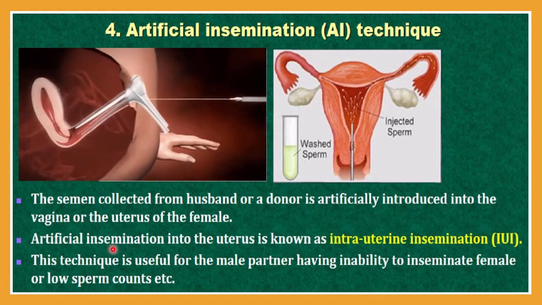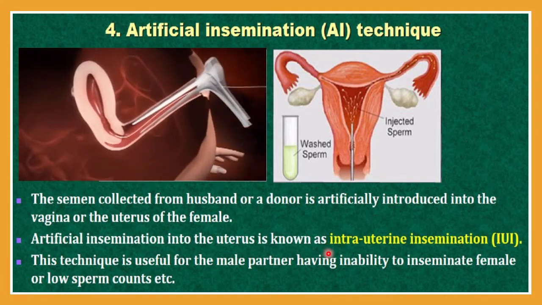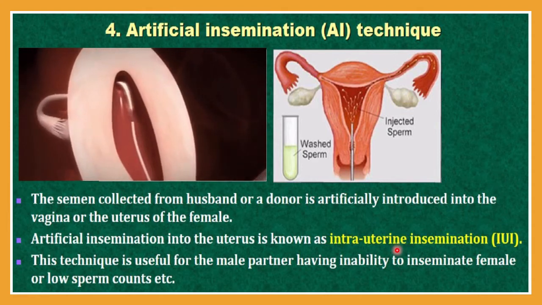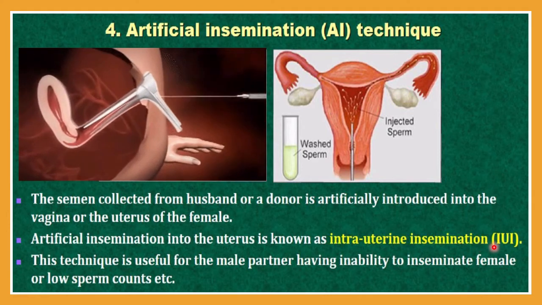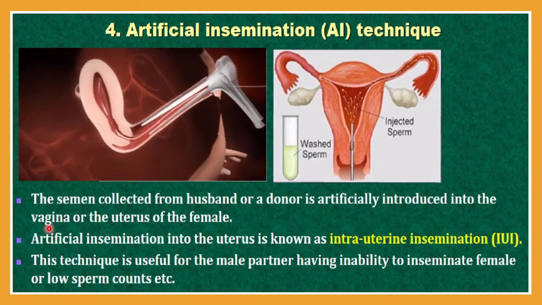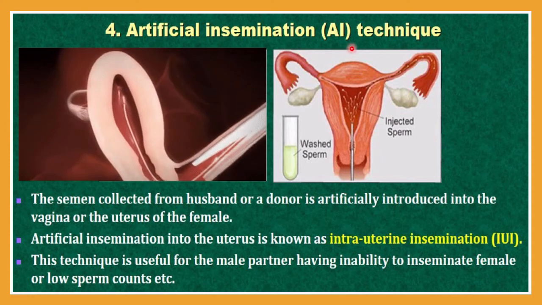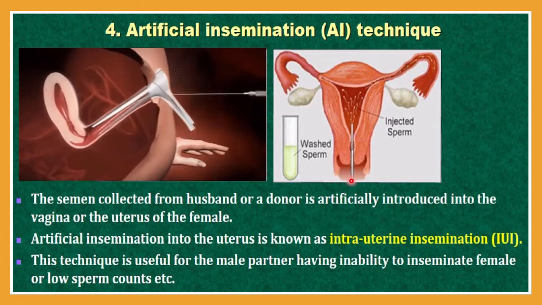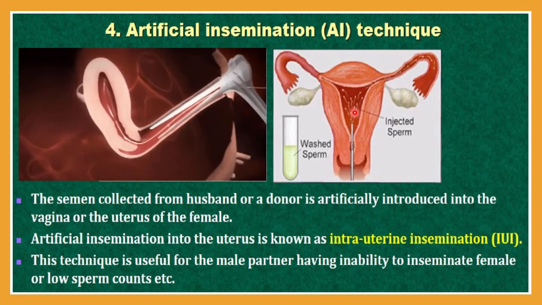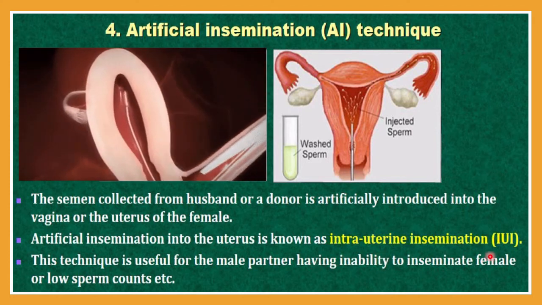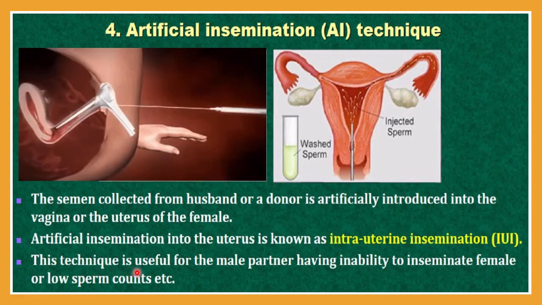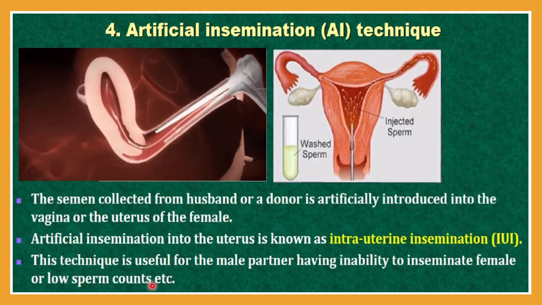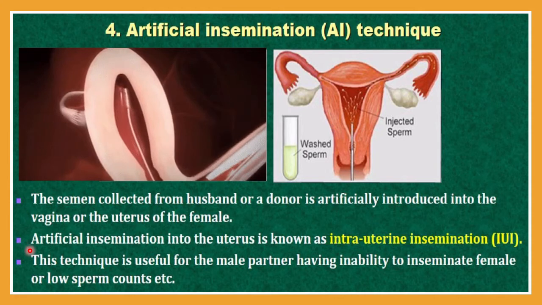Artificial insemination into the uterus is known as intrauterine insemination. If this artificial insertion of sperm cells occurs inside the uterus, it is called intrauterine insemination, IUI. If it is inserted only into the vagina, it is considered AI, or artificial insemination. So it depends on where it is inserted. This technique is useful when the male partner has an inability to inseminate the female, or a low sperm count. According to the condition of the patient, the doctor must select this technique.